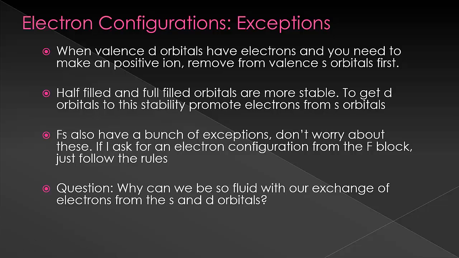Now let's think about why we're able to be so fluid with these electrons, especially between the s and the d orbitals. You'll notice in the energy level diagrams that I drew that I tried to keep the s and d orbitals, for instance the 4s and the 3d orbital, very close to each other. And that was done on purpose because they do have very similar energy levels. The d is technically a bit higher, so for instance a 3d is a little bit higher than a 4s, or a 4d is a little bit higher than a 5s. But not by very much.